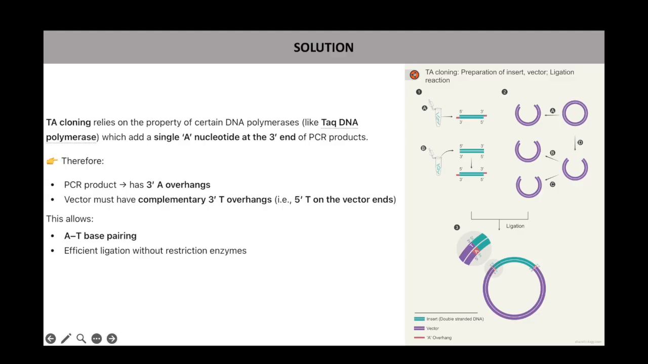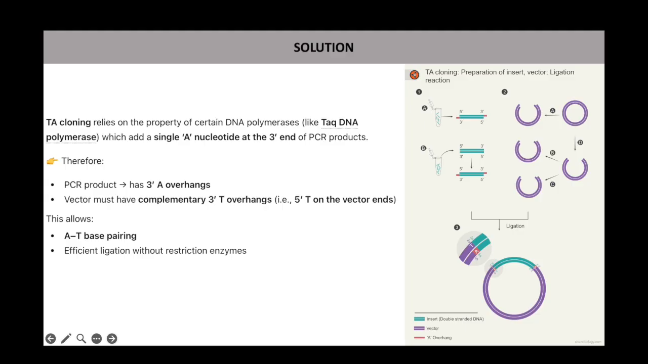Now where does it get this T site from? This T site is attained from the vector. These 5' T overhangs are present on the vector, which will be used for the TA cloning. So the concept is allowing the base pairing of A and T, and this ligation is effective without the use of any kind of restriction enzyme.